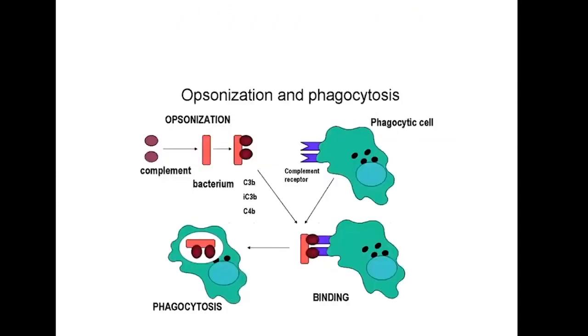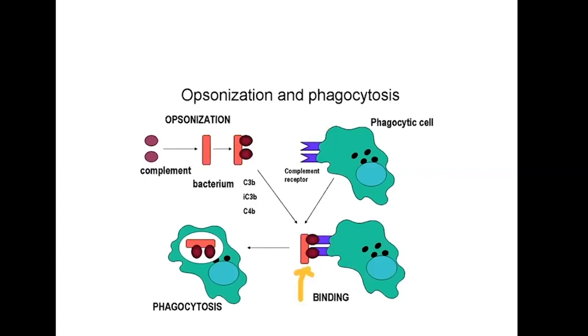This illustration is of opsonization. The green cell is the phagocytic cell, the red rod is the bacterium, and the purple ovals are the complements. So the complements will bind to the bacterium, and that will provide a binding site for the phagocytic cell. In order for phagocytosis to occur, the phagocytic cell must recognize and bind to molecules on the surface of the cell that is to be phagocytized. Complements will function as those molecules.